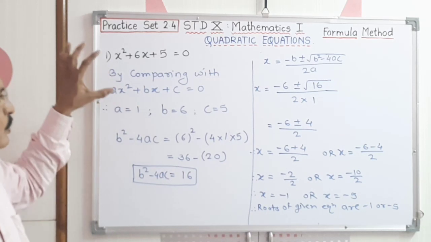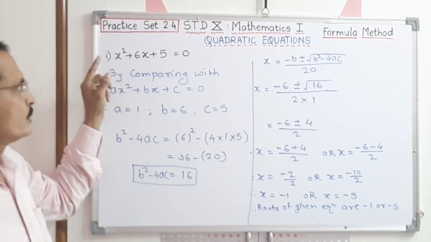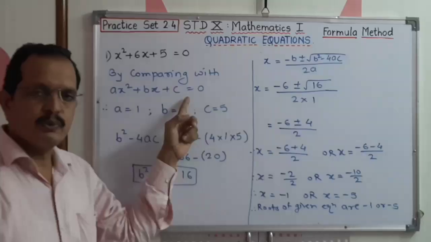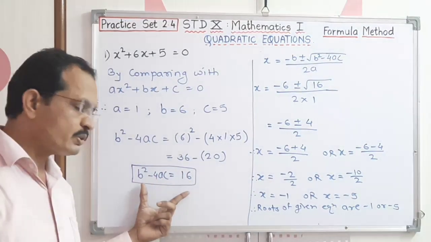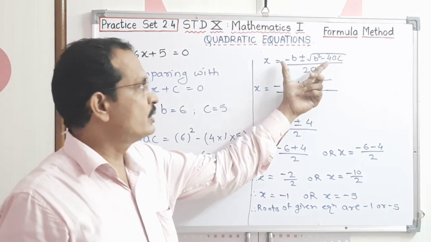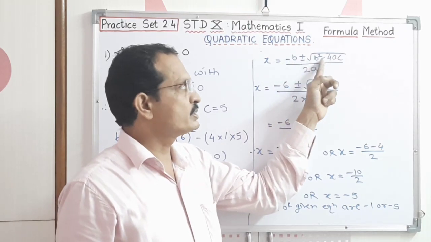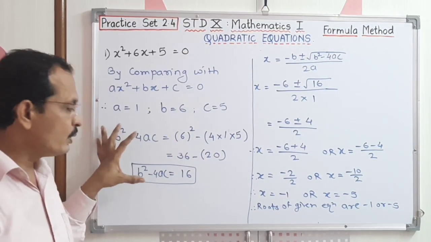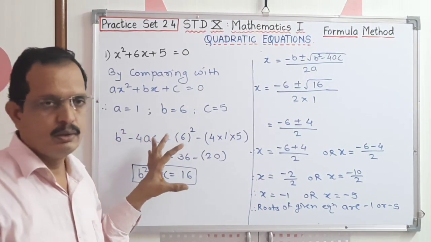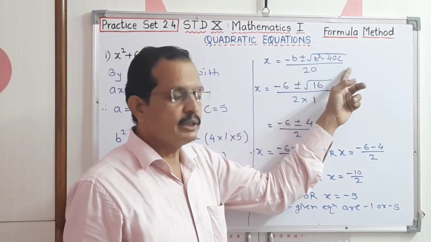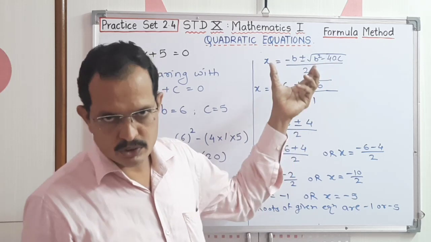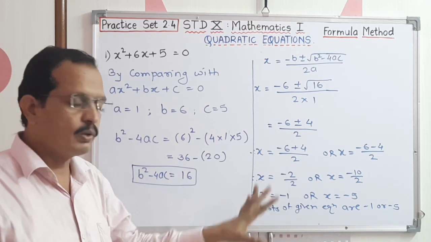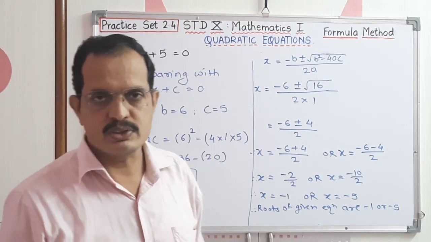Dear student, first of all see the steps. First, the given equation we have to write in standard form, then compare with standard form, find out the value of b square minus 4ac, and then use the formula x equals minus b plus minus under root b square minus 4ac upon 2a. Instead of finding out the value of b square minus 4ac separately, we can directly substitute the values in this, but we will get confused. Therefore, first of all, we find out the value of b square minus 4ac and then substitute that value and find out the roots of the quadratic equation.